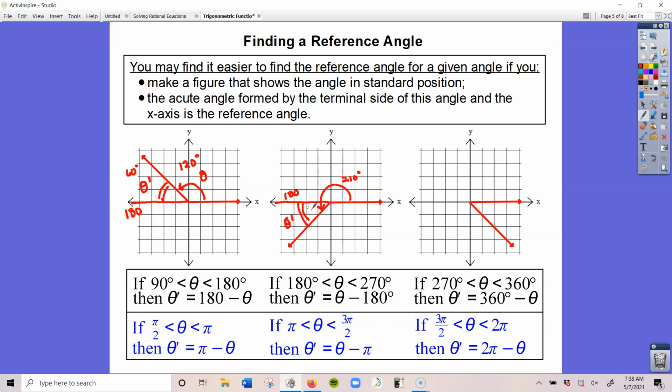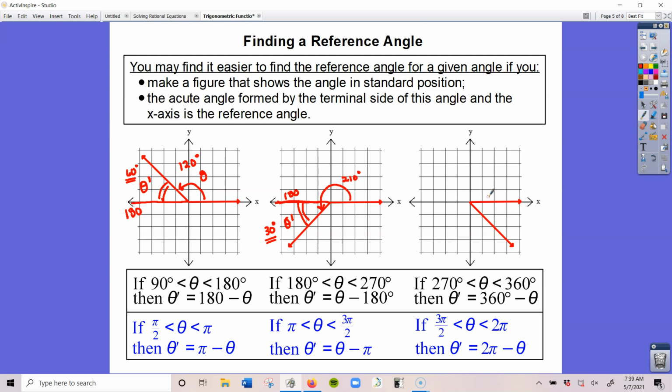So to figure out what that angle is, we would do 210 minus the 180 to get 30 degrees. So that would be my reference angle here. And notice that all of these reference angles that I'm finding are all located in the first quadrant of the unit circle. And that's why I was telling you at the beginning that as long as you know your first quadrant, you can figure out the trigonometric values of any angle.